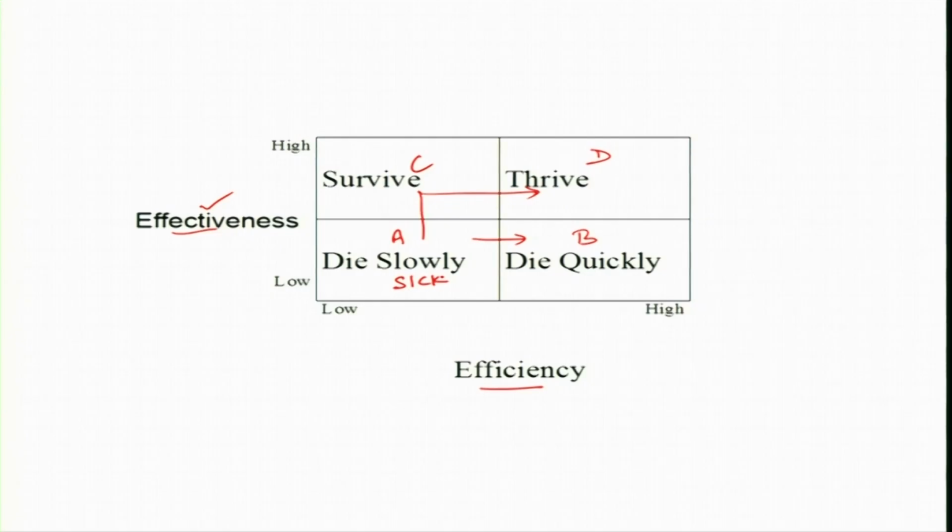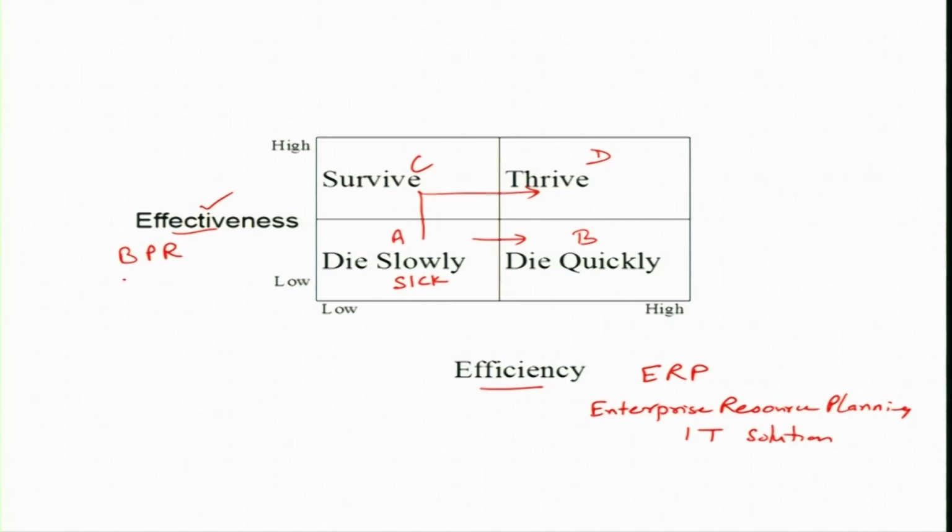So, first we should improve the effectiveness, and efficiency generally in present day we are improving with the help of ERP, which stands for Enterprise Resource Planning. There are several softwares available these days. So, we are implementing IT solutions in the organization to improve the efficiency, whereas to improve the effectiveness the right term is BPR, business process re-engineering. So, the idea is first we should re-engineer the process and then we should look for the automation of the process.